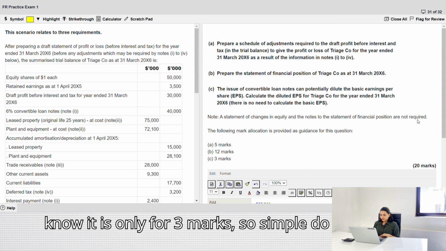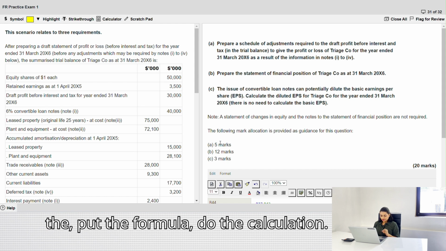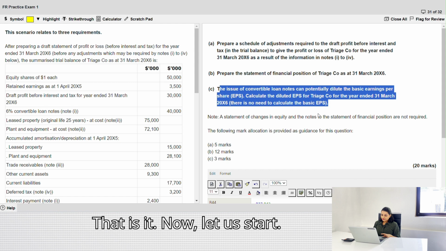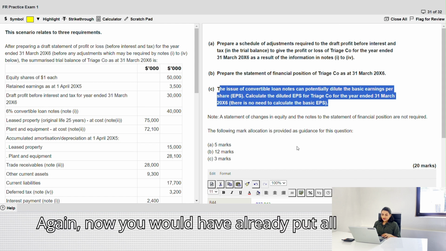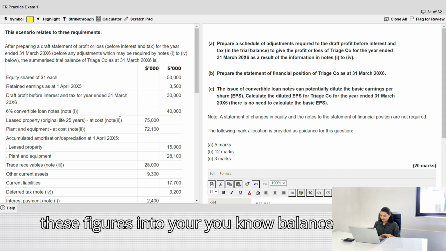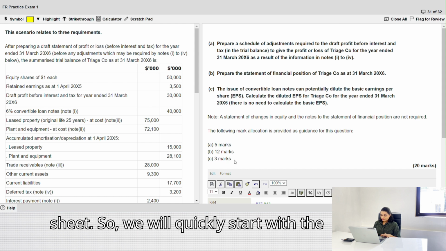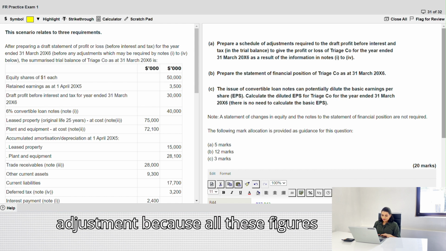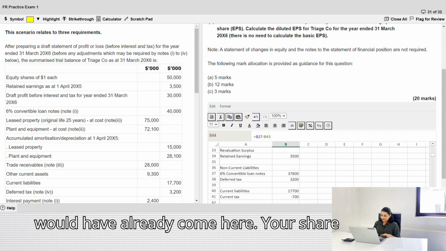So here basically I know it's only for 3 marks. So simple, put the formula, do the calculation. That's it. Now let's start. Again, you would have already put all these figures into your balance sheet. So we'll quickly start with the adjustment because all these figures would have already come here.